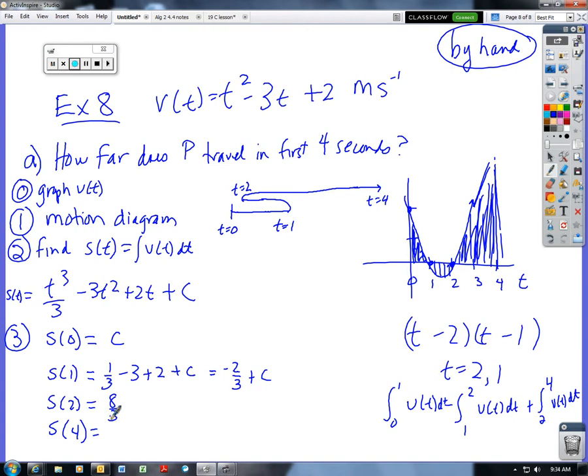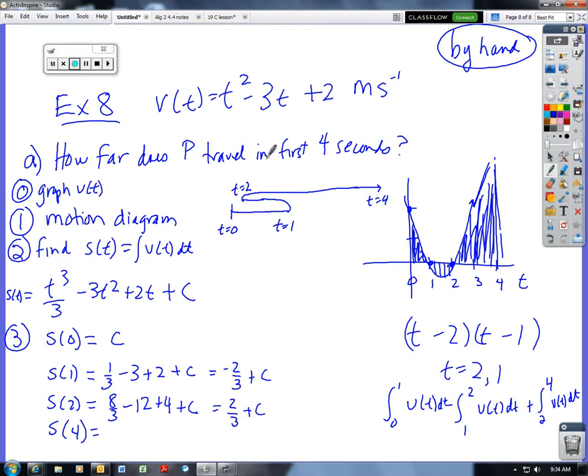8/3, because I had to lean down here. 2 squared is 4 times 3 is 12. And then 2 times 2 is 4. And I worked this out ahead of time. Where did I write it? That's a really good question. S of 2 is 2/3 plus c. That's faster than me figuring it out again.